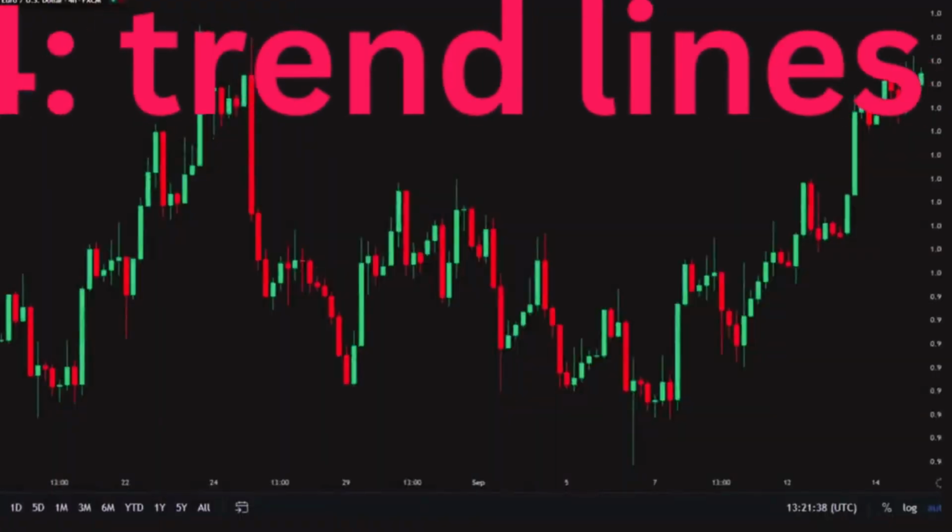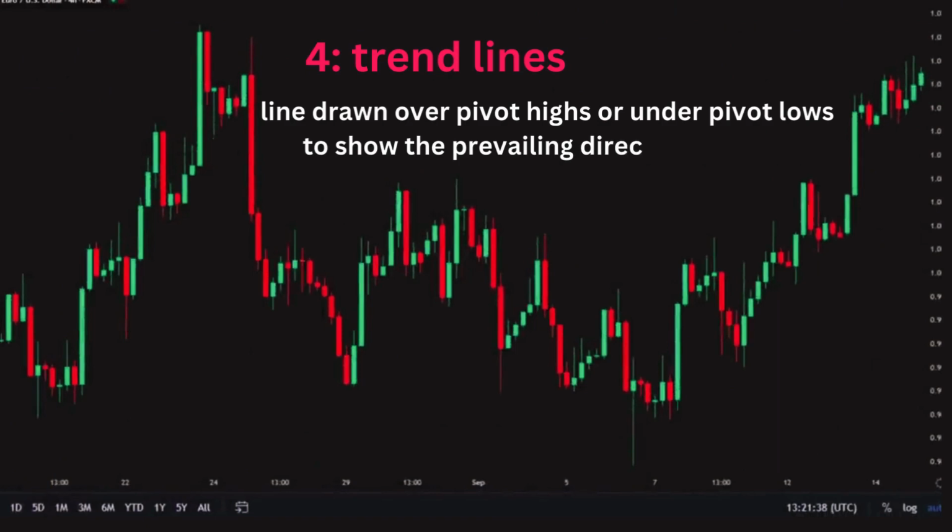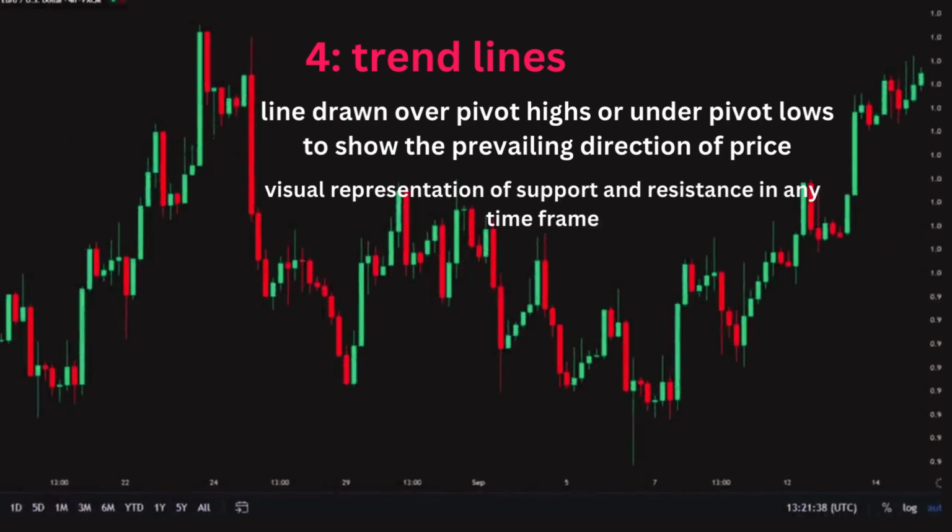Trend line is the fourth item that frequently acts as an inducement. The trend line is a line drawn over pivot highs or under pivot lows to show the prevailing direction of price. Trend lines are a visual representation of support and resistance in any time frame. Most retail traders consider trend lines as their possible entry points and get induced into the market when price breaks or reaches the current trend line of the market.